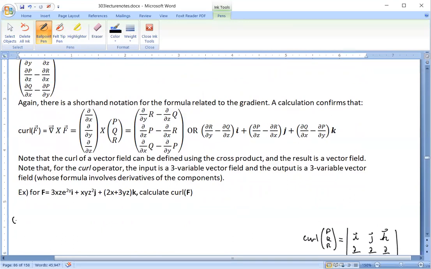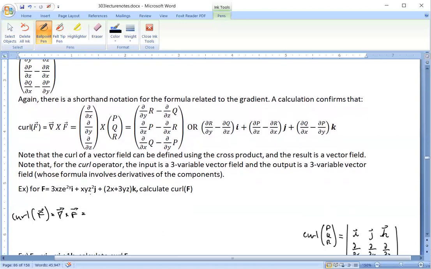So the curl of the vector field f equals the gradient operator cross my vector field f. So what does that give me? Just following the formula, the first component is d dy of r, the third component, so 2x plus 3yz, minus dq dz, so d dz of x, y, z squared. That's the first component. Next, the second component.